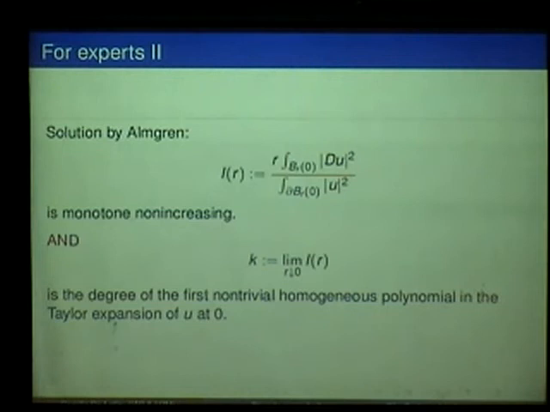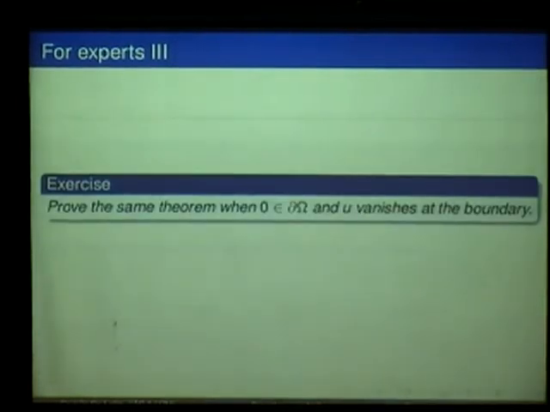Its limit for a harmonic function is the order of the first non-trivial harmonic polynomial in the Taylor expansion at 0. So now, since your function is monotone, this k is finite. So you've captured the order of vanishing of your function without making a Taylor expansion at the point, without using real analyticity. Okay, so now, what is the toy problem for the boundary regularity theorem?